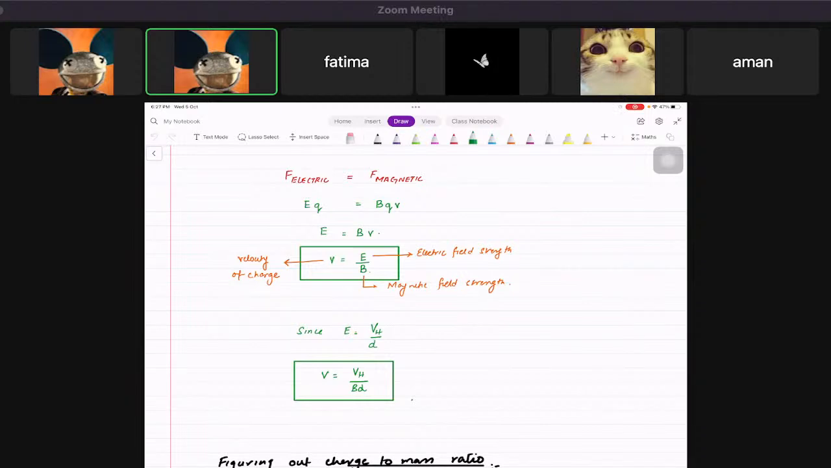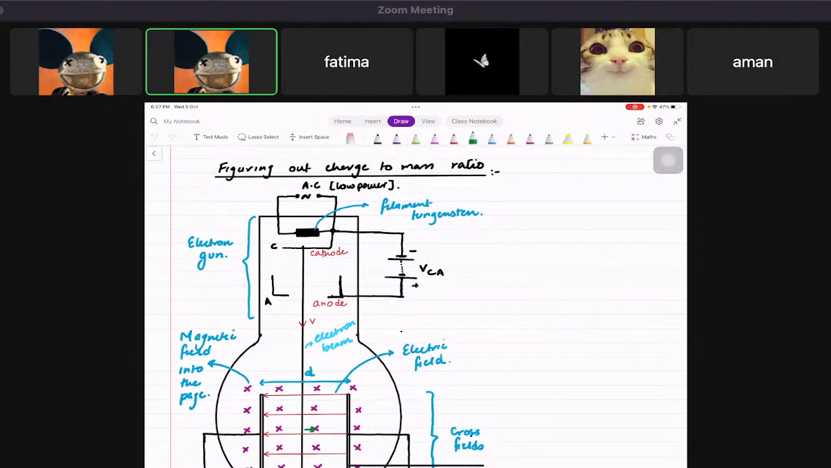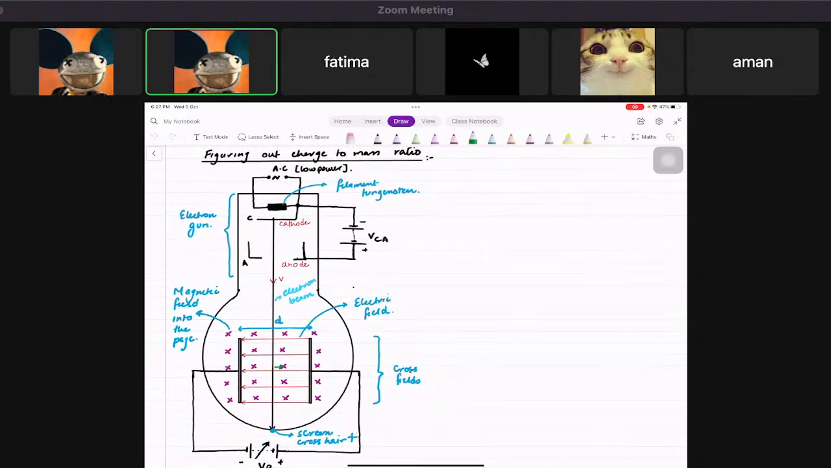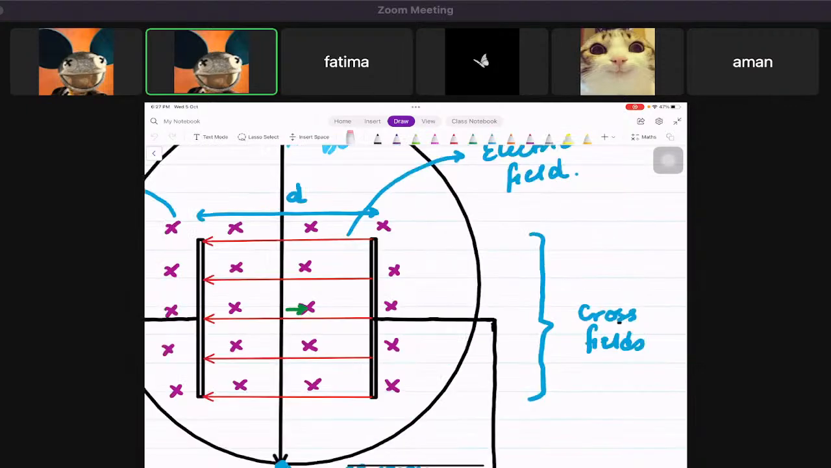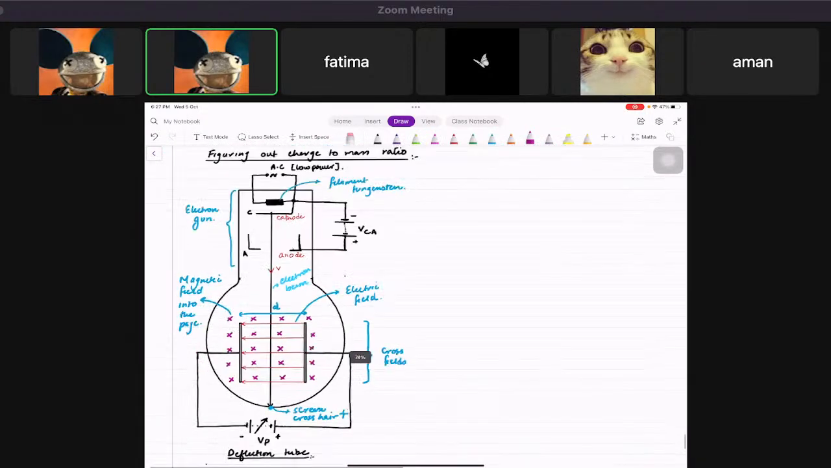Okay, never mind. So this diagram that you see is basically a method of figuring out the charge to mass ratio. It's not necessary for you to draw this. I just want to explain it to you because I'm going to send these notes to you anyway, and you can look at them when you have time. Now please look at this very carefully.